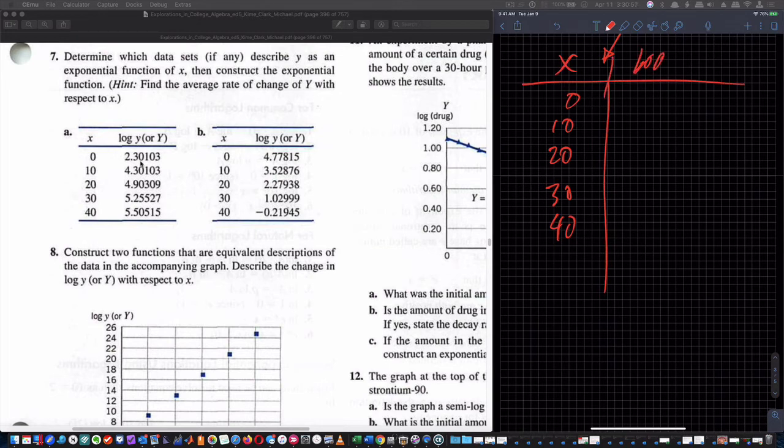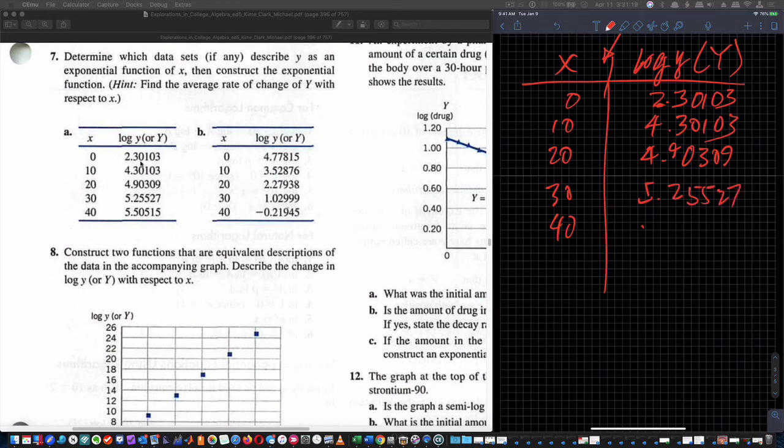This is really log y, or we can call it cap Y. And what are my numbers here? I get 2.30103, and I get 4.30103, and 4.90309, 5.25527, and 5.50515. Now, this is a change of 10. I'm going up by 10. And so that's great. That makes my work a little easier, because these are consistent or constant.